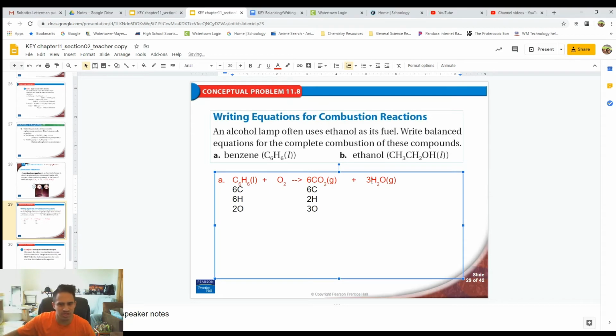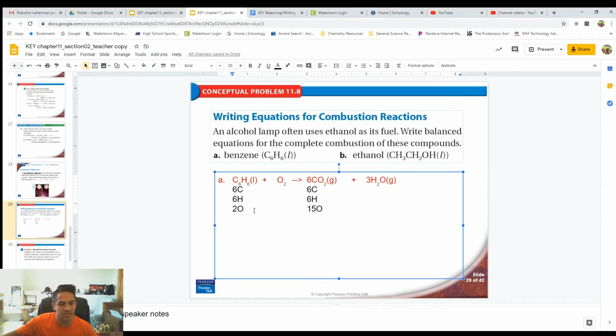We're going to need to put a 3 there. Turn this into a 6. Okay. Then from here, we have to balance out our oxygens. So on the reactant side, nothing changed. But on the product side, we have 6 times 2, so that's 12 oxygens plus 3 times 1 is 3. So 12 oxygens here plus 3 oxygens there. That gives us a total of 15 oxygens.